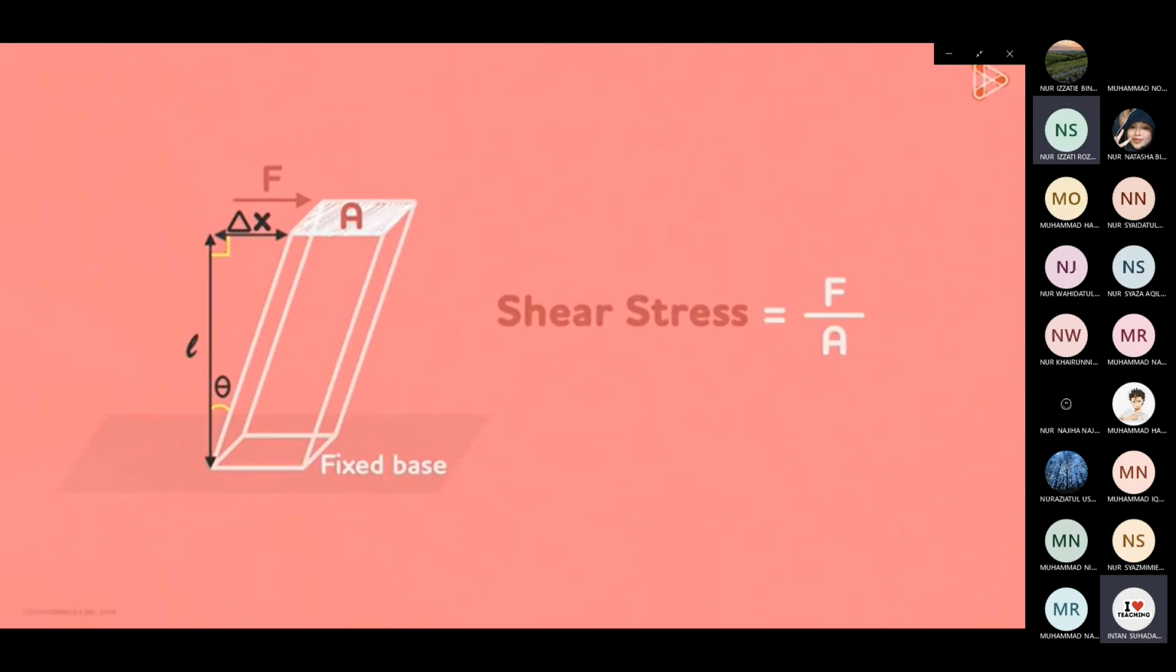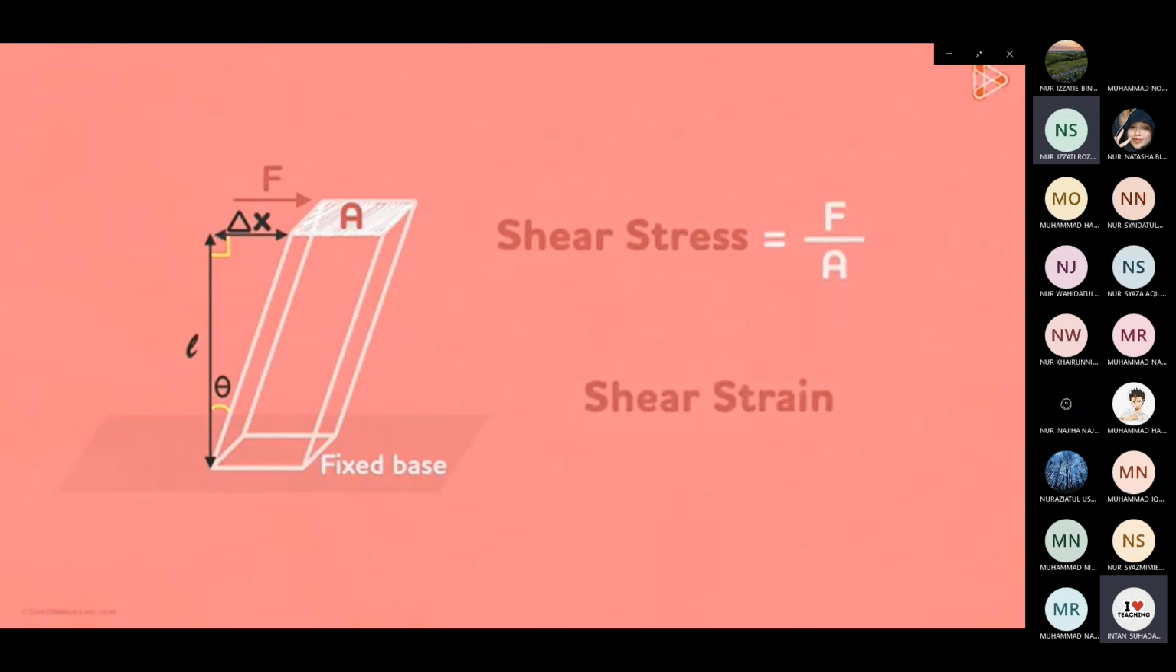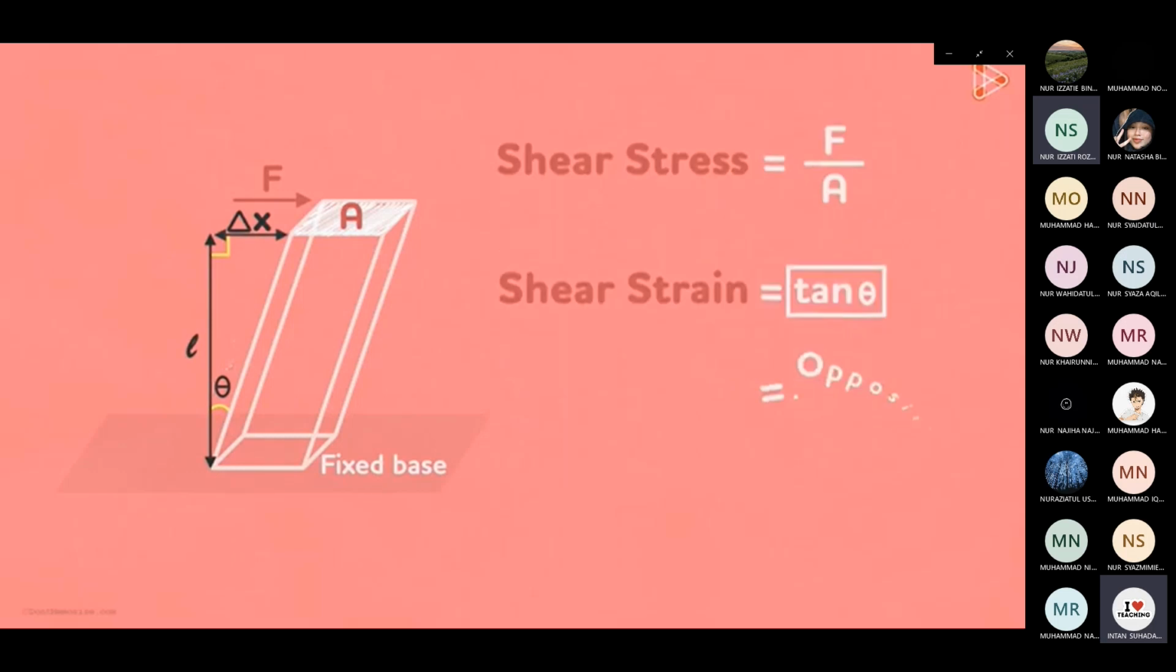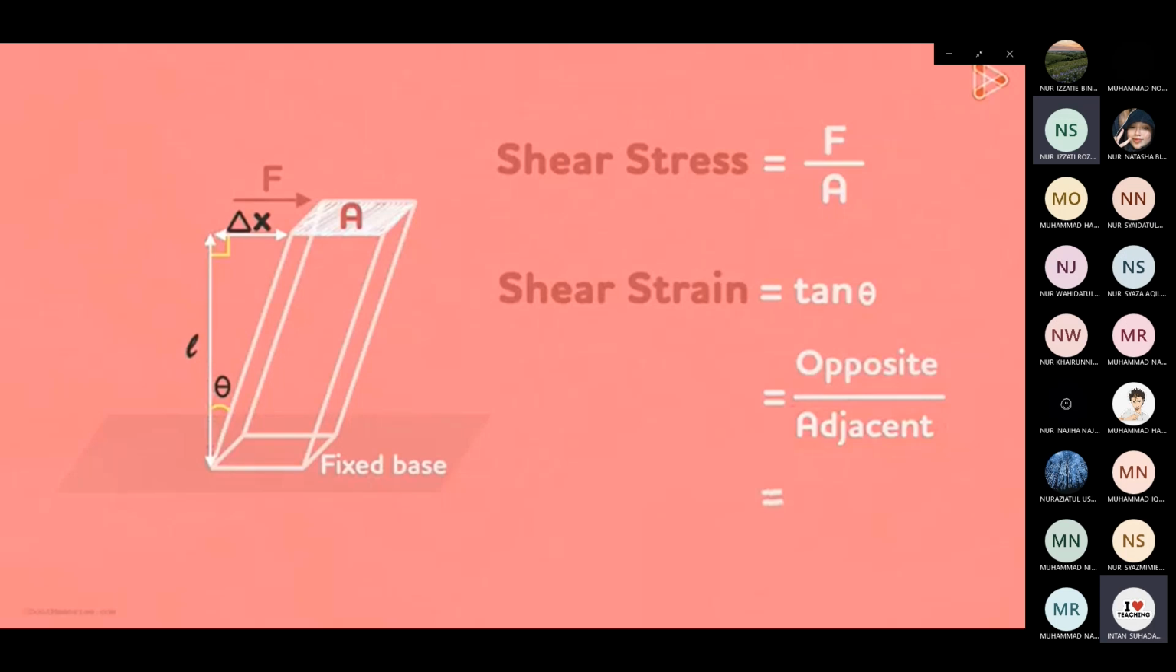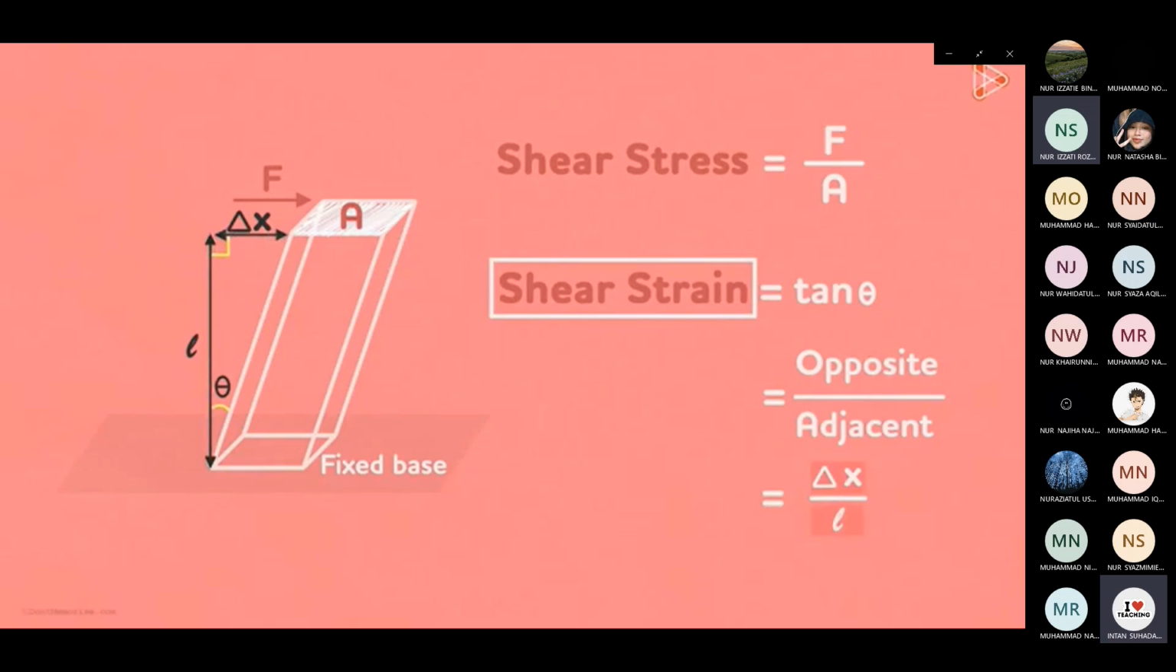With this information in place, let us define what shear strain is. Shear strain is simply equal to tangent of theta. Yes, shear strain is simply the tangent of this angle. But what is tan theta? We know that it's the opposite side over the adjacent side. Here, the length of the opposite side of theta is delta x and the length of the adjacent side is L. So it's equal to delta x over L. So that's how shear strain is defined: the length of the deformation at its maximum over this perpendicular length.